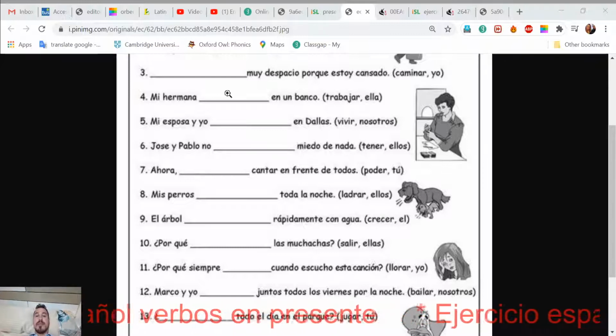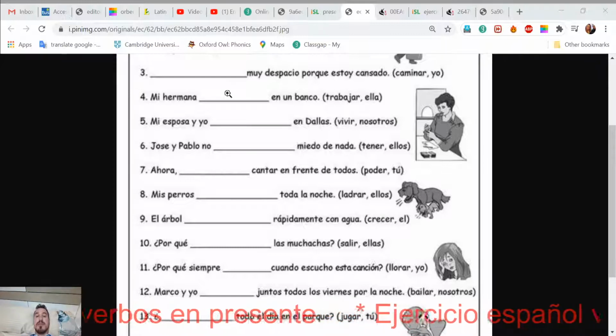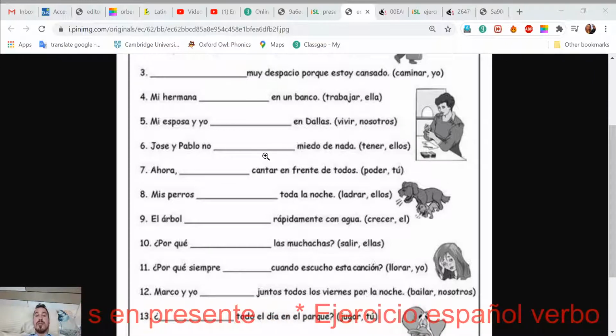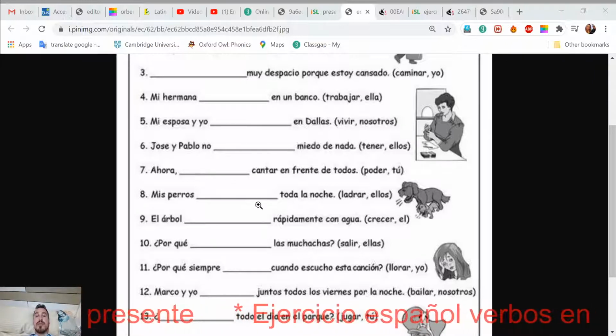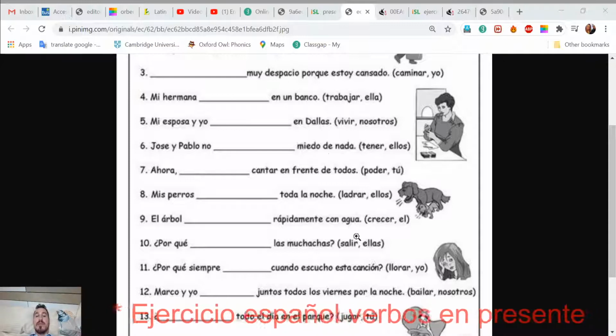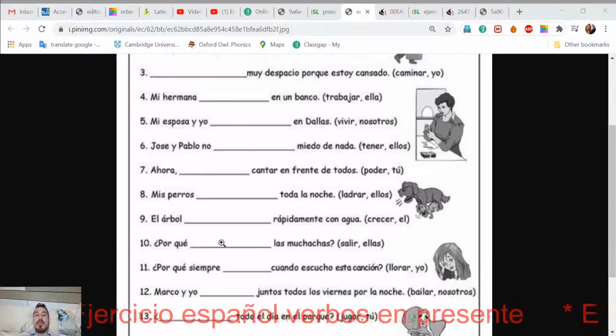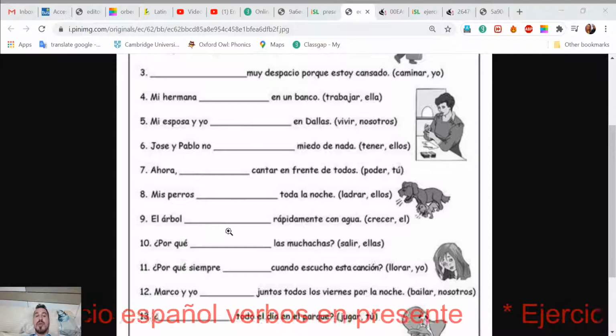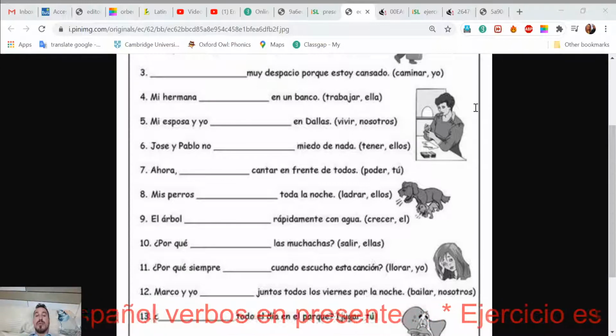So, puedes. 8. Mis perros ladran toda la noche. My dogs bark the whole night. 9. El árbol crece rápidamente. So the tree grows quickly with water.